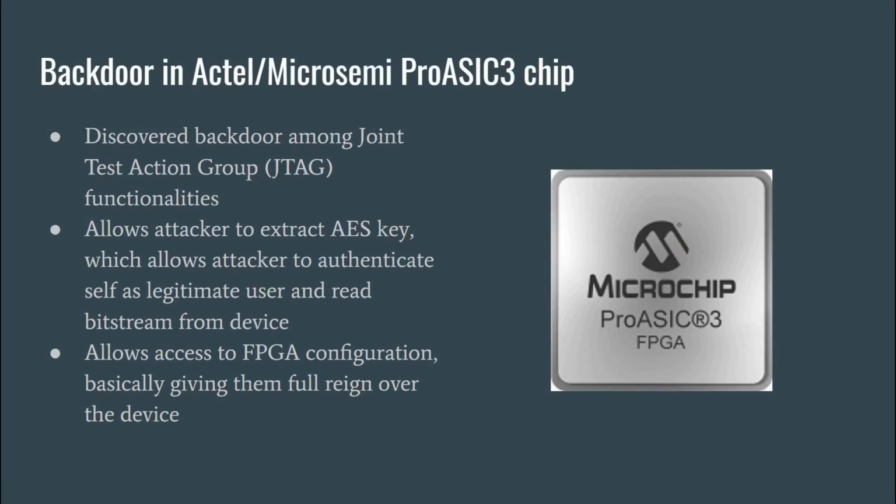Additionally, there's also a backdoor in Actel Microsemi ProASIC3 chips, which is especially scary due to the fact that these chips are used in military-grade FPGA chips, which are used in missiles or other important devices. And this backdoor is actually discovered in the Joint Test Action Group, or JTAG, interface, which is basically used to test the functionalities of the device after it's already been made. So this allows attackers to extract the AES key, which allows attackers to authenticate themselves as a legitimate user and read the bitstream from the device.